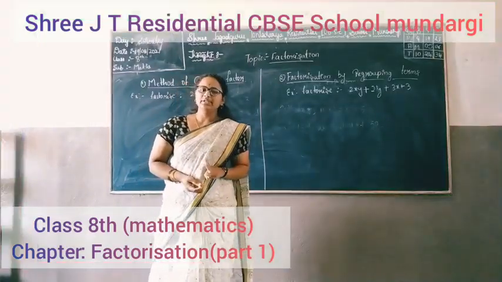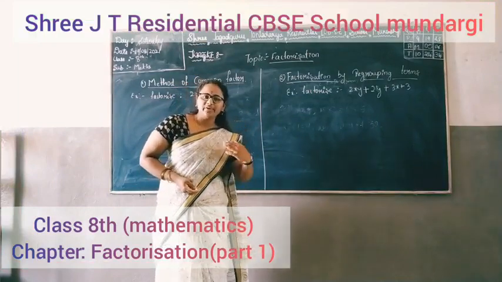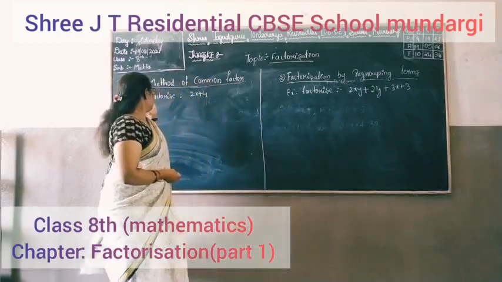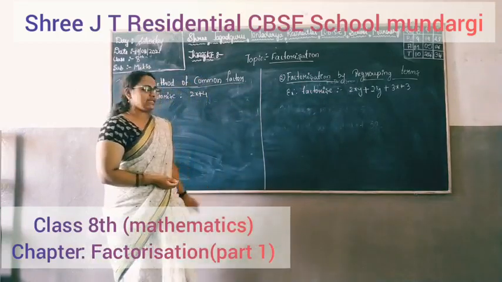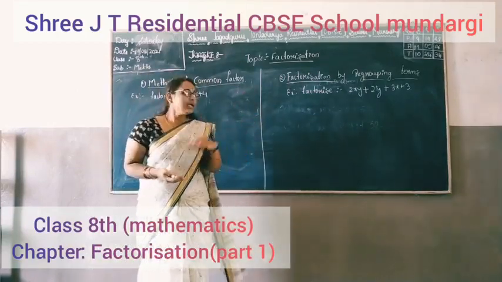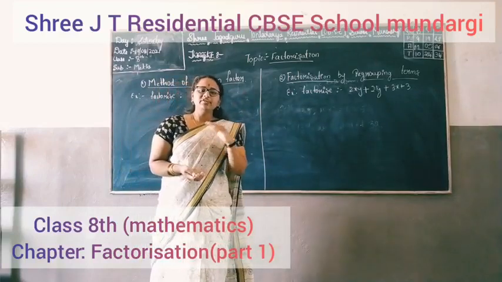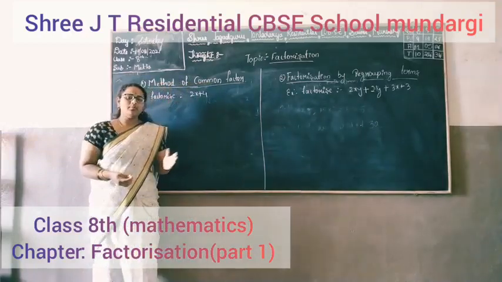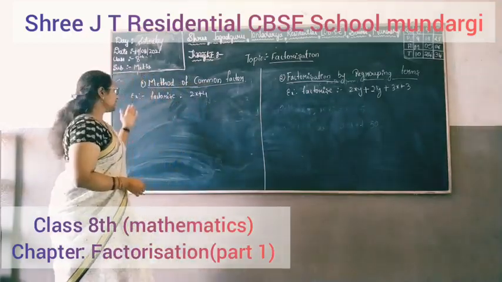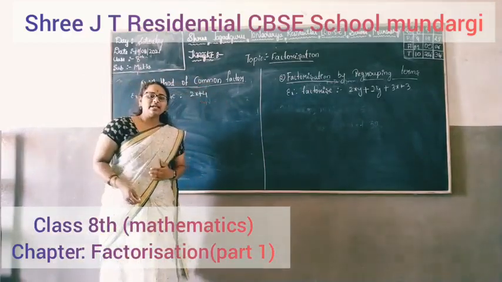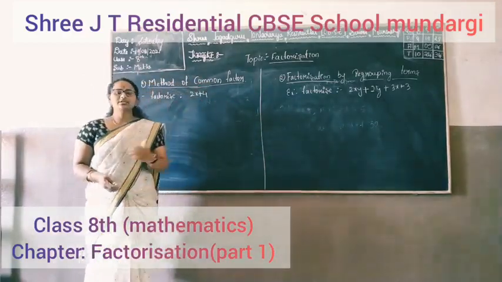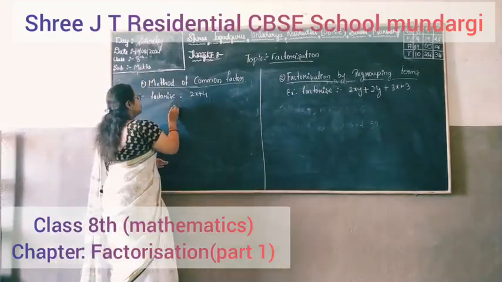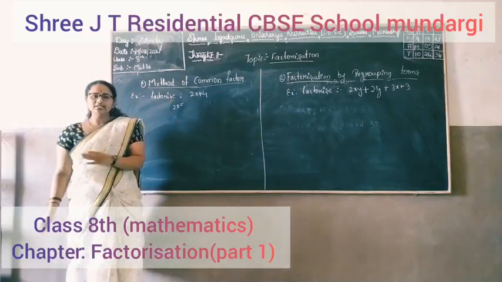Here I am using three methods of factorization. We have to find the factors using three important methods. The first is the method of common factor, and the second is factorization by regrouping terms. First I will take the method of common factor. I will take an example, 2x plus 4. First I have to take the factors of each term. First I take 2x. What are the factors in 2x?